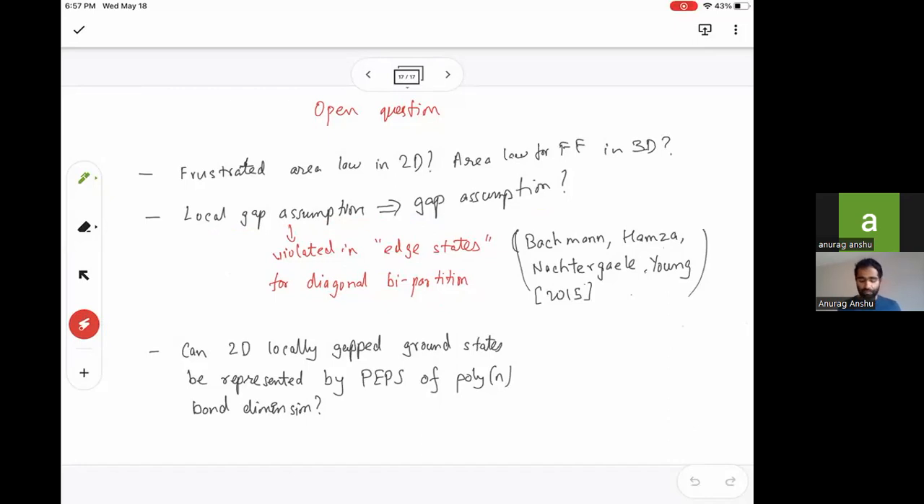Another question is, can we prove the area law for frustration-free systems in 3 dimensions? Here again, the central question is, can we construct these polynomials which are optimal in 2 dimensions, which can be lifted to 3 dimensions? Finally, another very interesting question is, can we show that 2-dimensional locally gapped ground states can be represented by PEPS of small bond dimension? And that's all. Thanks.